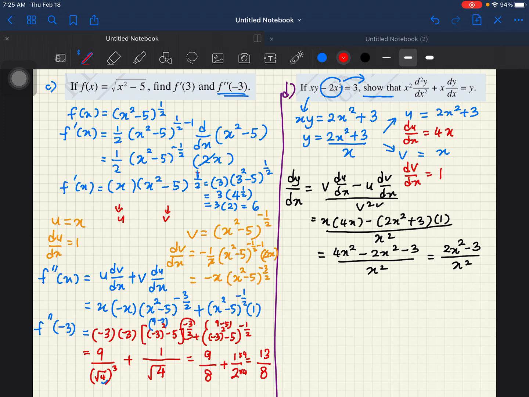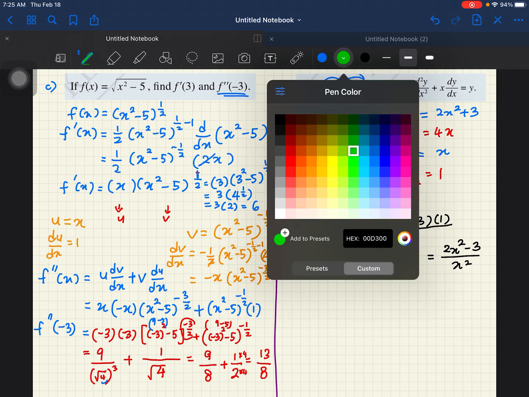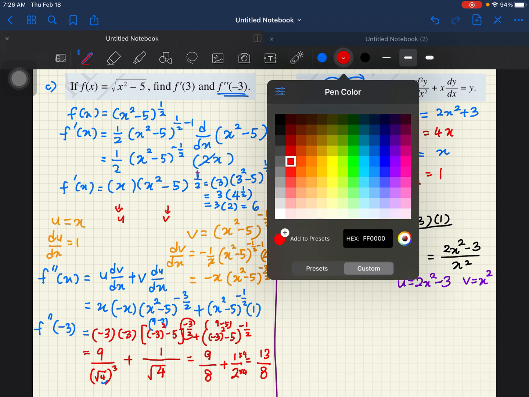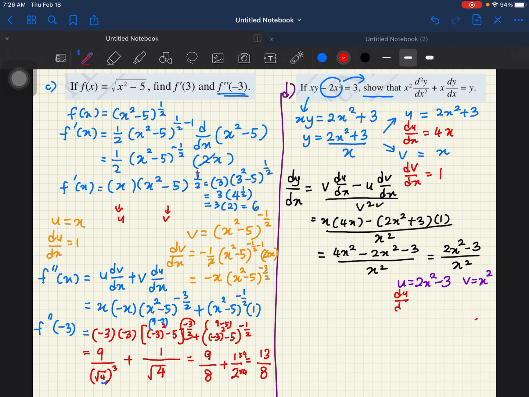Okay. So, yang ini dia dah jadi benda lain pula. Dia dah jadi V lain, U lain. Okay. So, V, U kita dekat sini ada 2X kuasa 2 tolak 3. Maka, V kita adalah X kuasa 2. So, du over dx kita adalah 4x. dv over dx kita adalah 2x. Okay. Sekarang dia minta kita cari d squared y over dx squared, right? Okay, so kita selesaikan. Tak ada masalah.